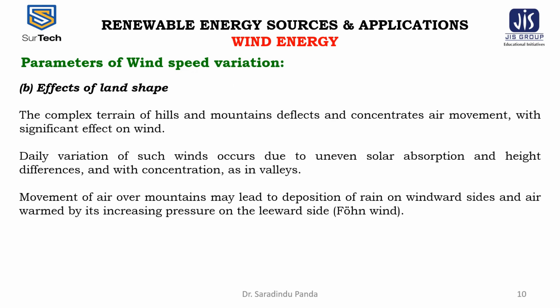Second effect is the effect of landscape. The complex terrain of the hills and the mountains deflects and concentrates the air movement, with a significant effect on wind. Daily variation of such winds occurs due to the uneven solar absorption and the height differences, and with the concentration as in valleys. Movement of air over mountains may lead to deposition of moisture on the windward sides, and the air warmed by its increasing pressure on the leeward side. That is called the foehn wind.